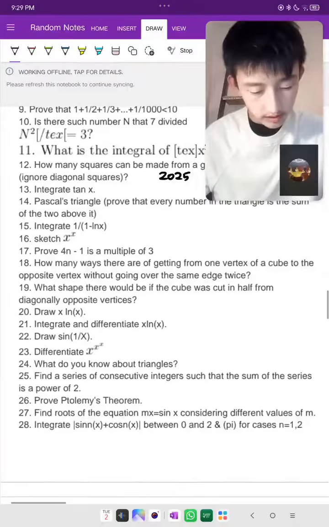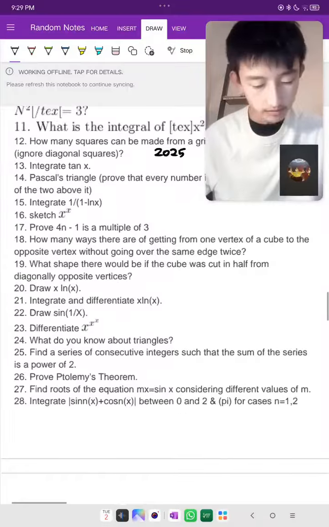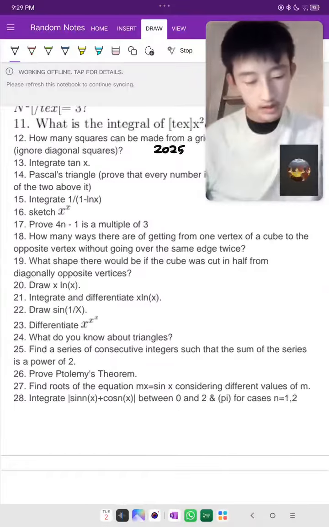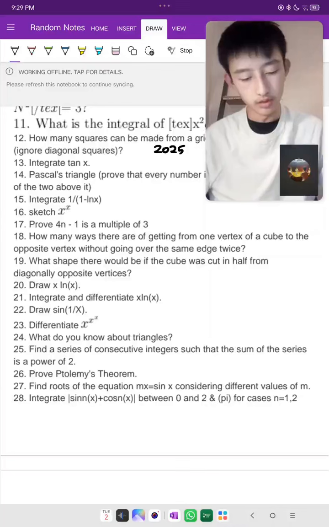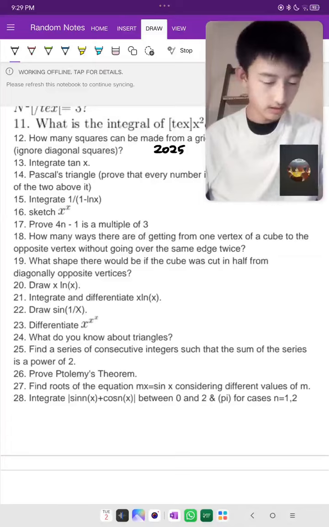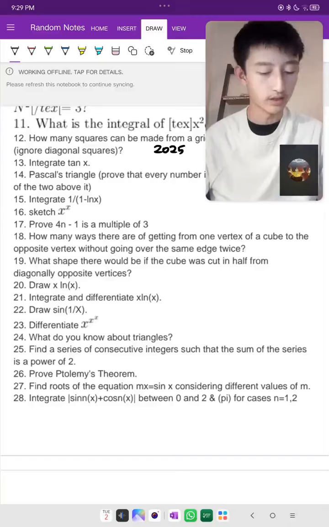Sketch x to the x. I've seen that before, I'm not going to bother. Prove 4 to the n minus 1 is a multiple of 3. Okay. Well, that's just not true, is it? If n is 2, then we have 8 minus 1, which is 7, which is not a multiple of 3. Am I missing something? That's just not true.